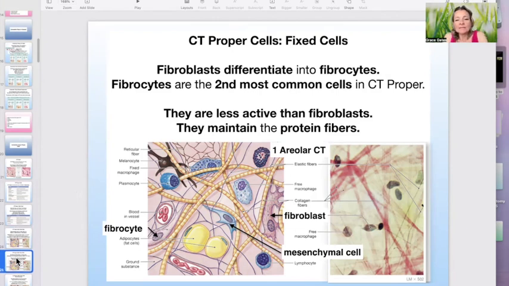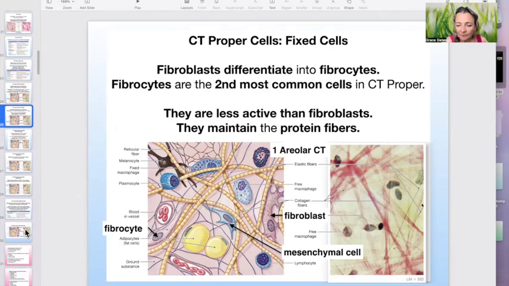So fibroblasts differentiate into fibrocytes, and fibrocytes are the second most common cells in connective tissue proper. And fibrocytes are less active than fibroblasts. They maintain the protein fibers. And as I mentioned, I have an arrow pointing over here to a fibrocyte on the left.